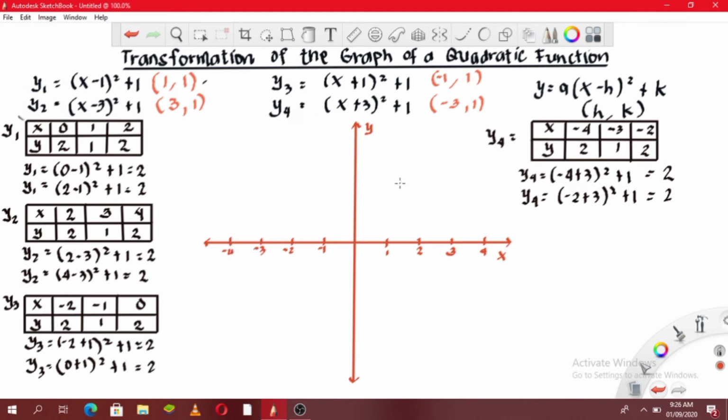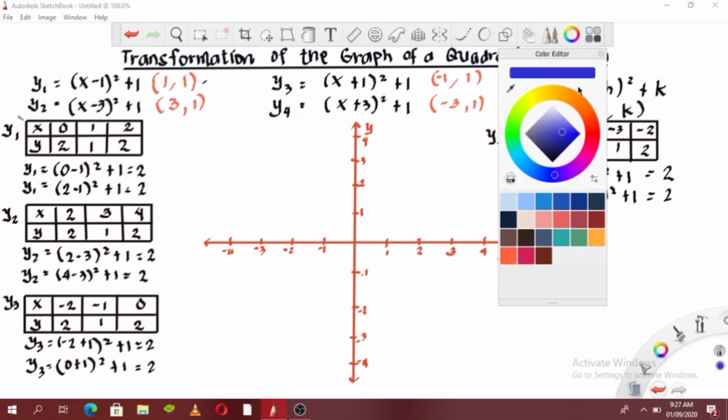And then, from the origin on the top, with respect to the vertical line or the y-axis are positive numbers. So, 1, 2, 3, 4. And below, we have negative numbers. So, negative 1, negative 2, negative 3, negative 4. Ayan, let us now plot the points.